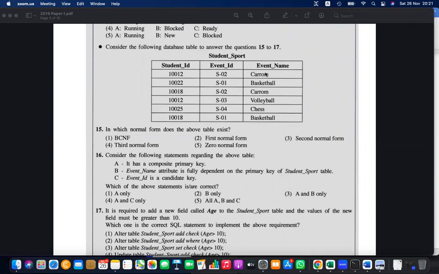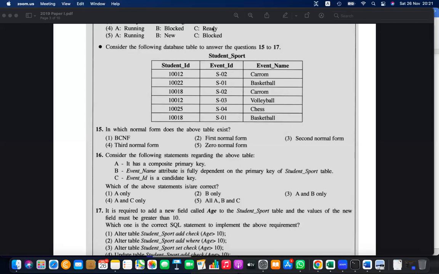S2 is carom. S2 is again carom. S1 is basketball. S1 is basketball. S3 volleyball. S4 chess. Yes, you can see there is a partial dependency. It clearly violates the second normal form.